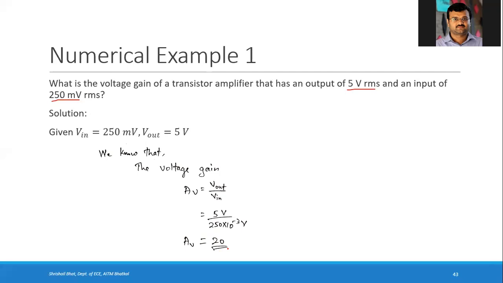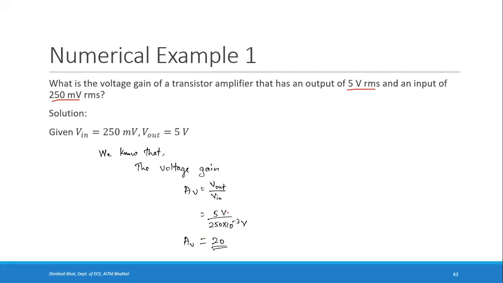There are no units for the gain because it's the ratio of two voltages. The units get cancelled, and the ratio remaining is 20. So that is the voltage gain. What we mean by this is that the transistor amplifier will increase the input voltage by 20 times. If you give 1 volt as input, the output will be 20 volts. Here you are giving 250 millivolts as input, so the output will be 20 times that, which is 5 volts.